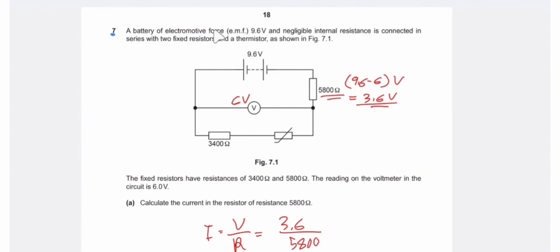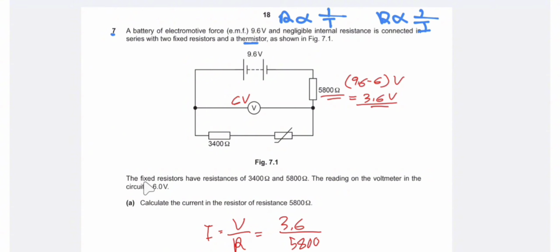Number 7. A battery of EMF 9.6 volt and negligible internal resistance is connected in series with two fixed resistors and a thermistor as shown in figure 7.1. So two fixed resistors and a thermistor. You have to remember that for a thermistor, resistance is inversely proportional to temperature, and for a light dependent resistor, resistance is inversely proportional to light intensity.